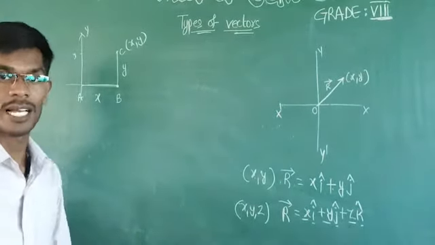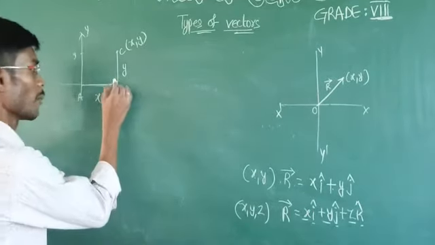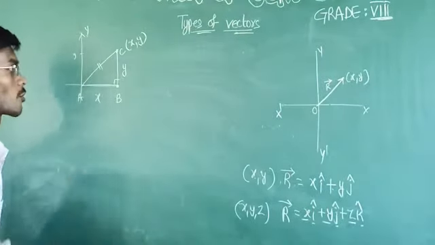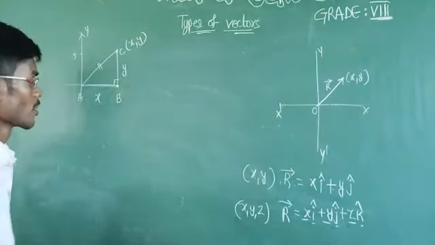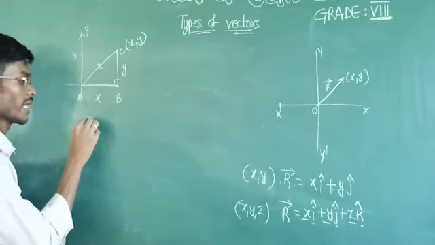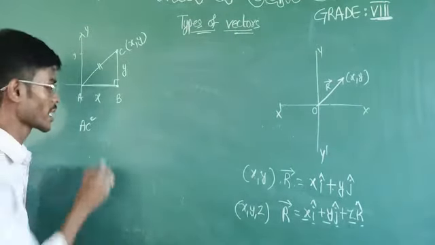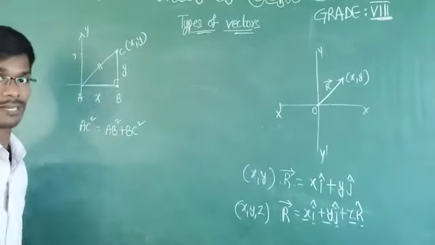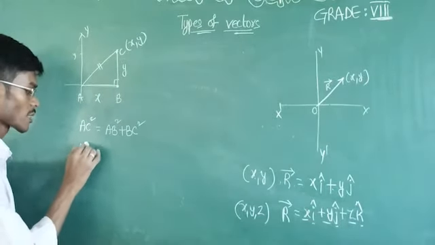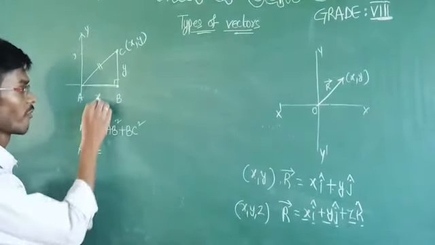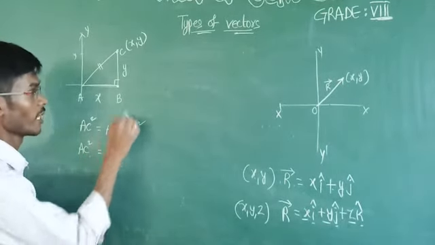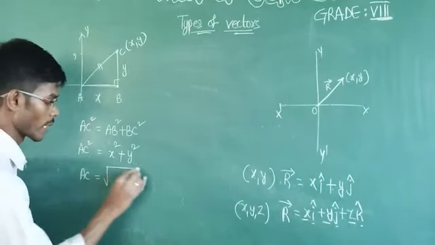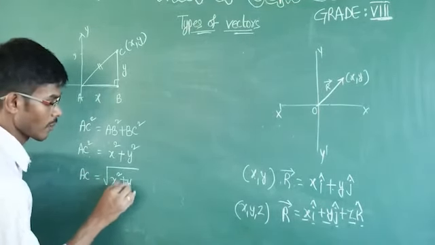What is the displacement if I ask? We will apply the Pythagoras theorem. Here, this will be the shortest path which represents AC, the displacement. So AC can be found by using the Pythagoras theorem: AC square is equal to AB square plus BC square. AB is x, so x square, and BC is y, so y square. Then AC is equal to root over x square plus y square.